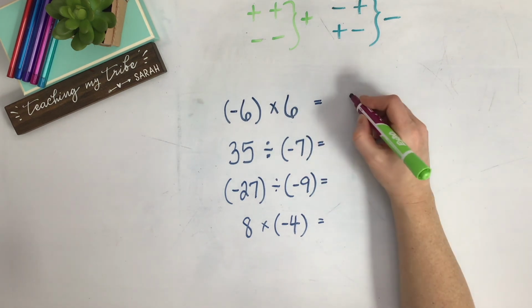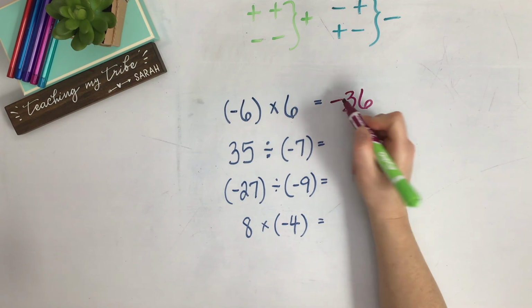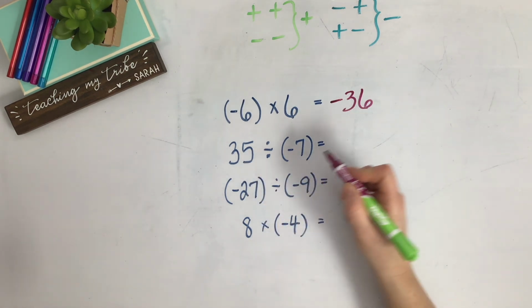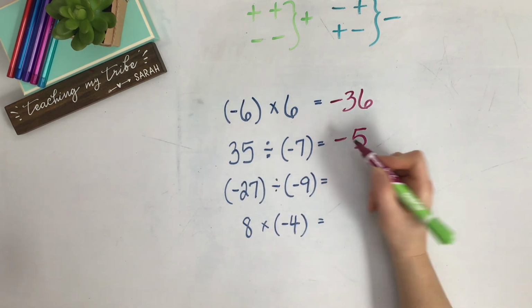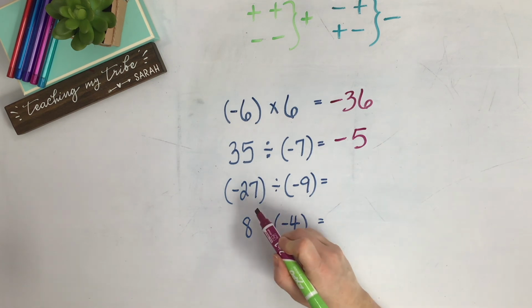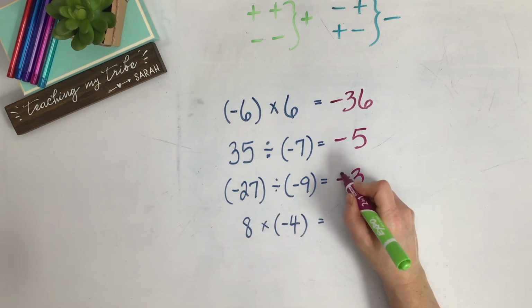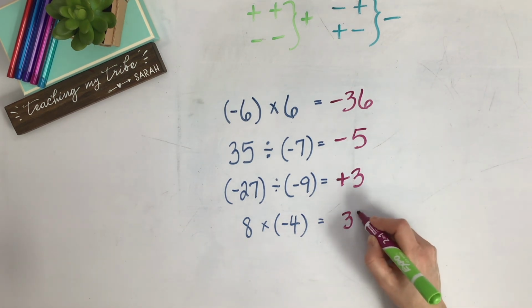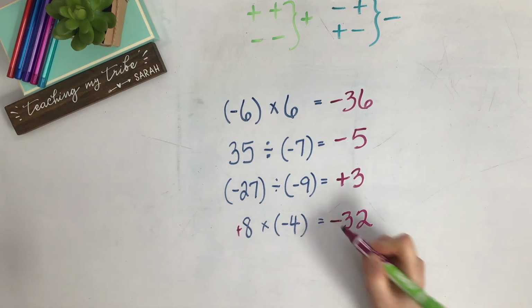6 times 6 is 36. I have a negative and a positive being multiplied. Opposite signs gives me a negative product. 35 divided by 7 is 5. I have a positive and a negative, so my answer is negative. 27 divided by 9 is 3. I have two negatives, so that gives me a positive product. 8 times 4 is 32. I have a positive and a negative, which gives me a negative product.